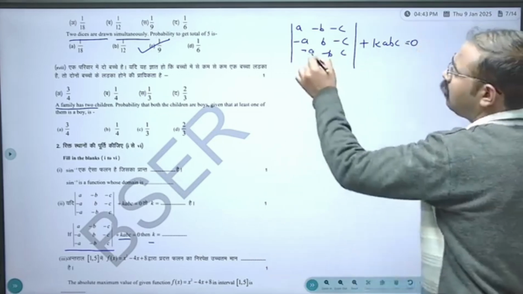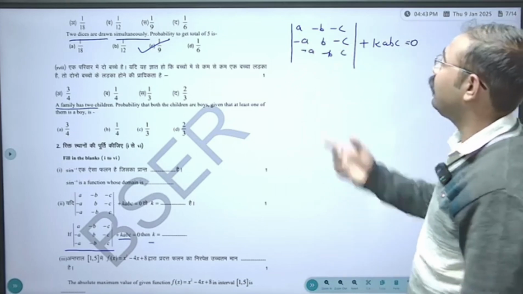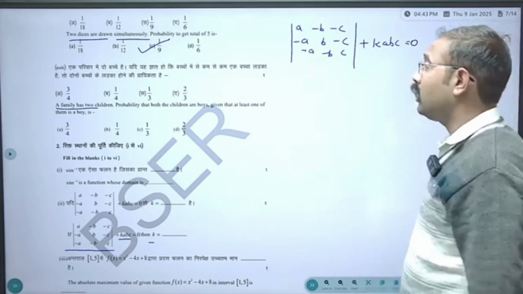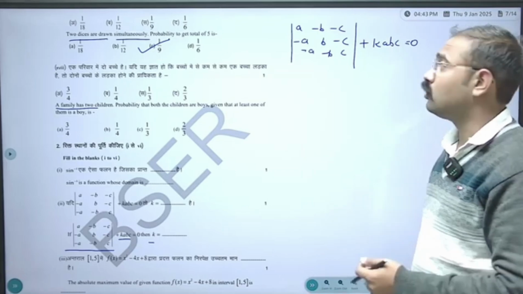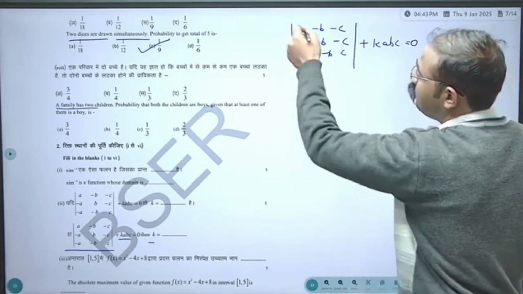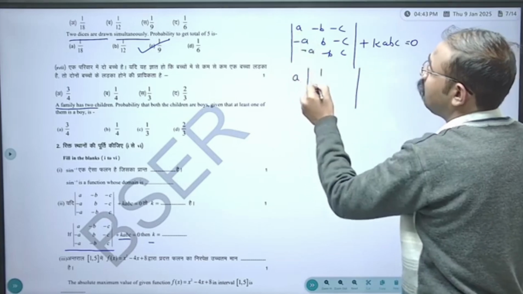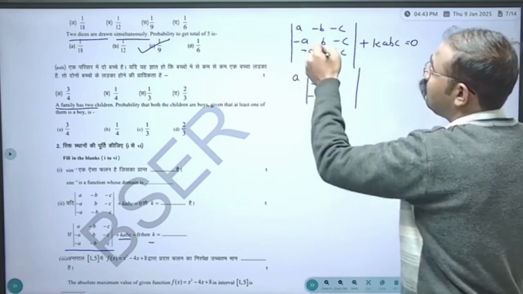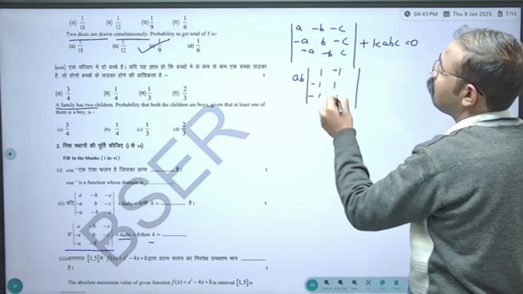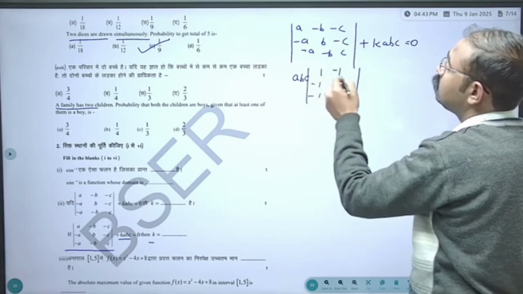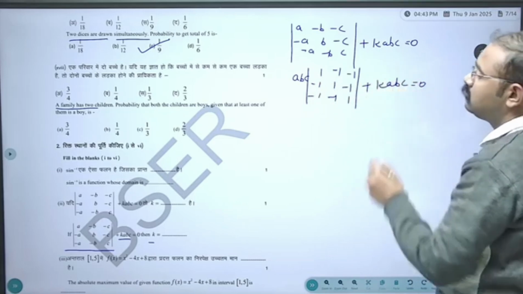So simply we can solve this determinant, or we can take out common factors from the determinant. From any row or any column we can take anything as common. So here from the first column we can take a as common. What will remain? 1, -1, -1. From the second column we can take out b as common, and what will remain? -1, 1, -1. And from the third column we can take out c as common, then -1, -1, 1, plus k abc equals 0.